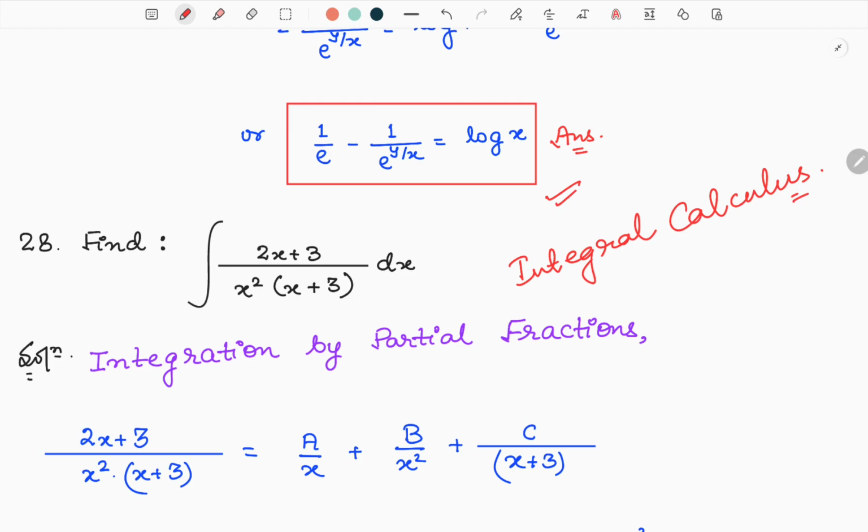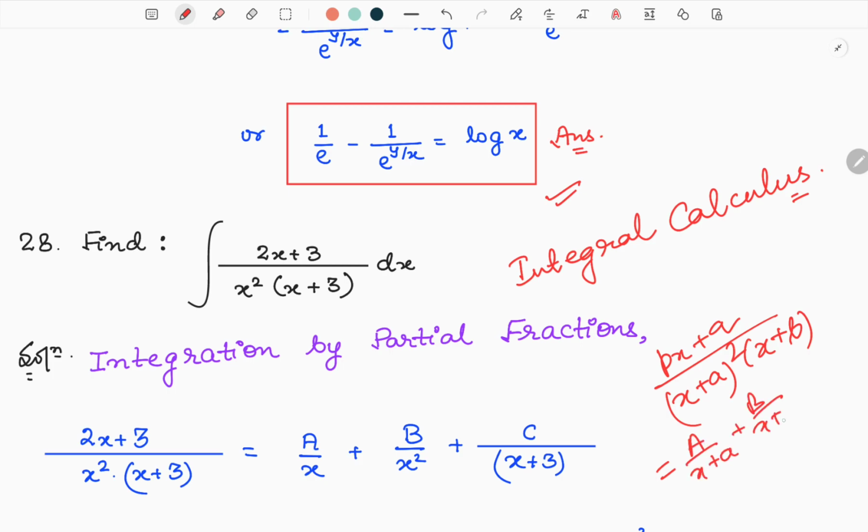Now if you look at this form, 2x plus 3 upon x square into x plus 3, you should immediately recognize it is a type of integrand which can be solved by the partial fraction method. So you have to recognize what type of partial fraction this is. You have studied something like px plus q upon x plus a whole square into x plus b. This can be broken down like A upon x plus a, plus B upon x plus a whole square, plus C upon x plus b.